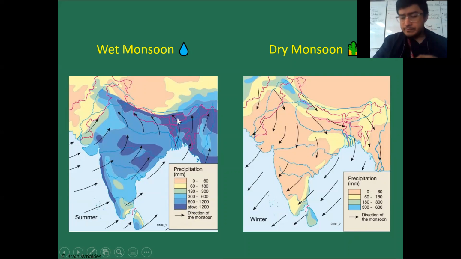Second question: how much rainfall occurs in the southwestern part of Sri Lanka? Sri Lanka is this little island area off the southern coast of India. So the question again is, how much rainfall during the wet monsoon season does the southwestern part of Sri Lanka get?